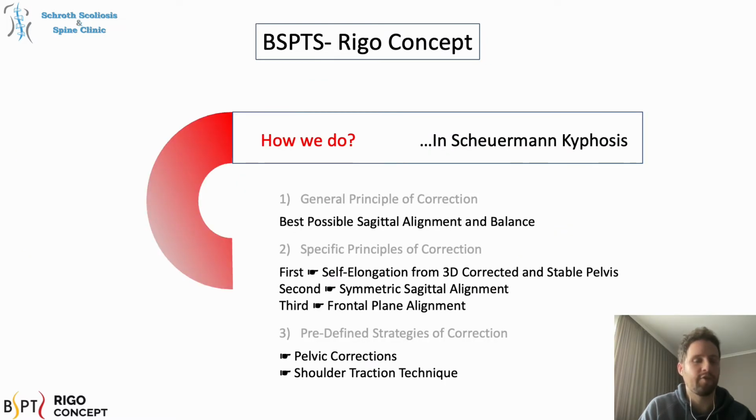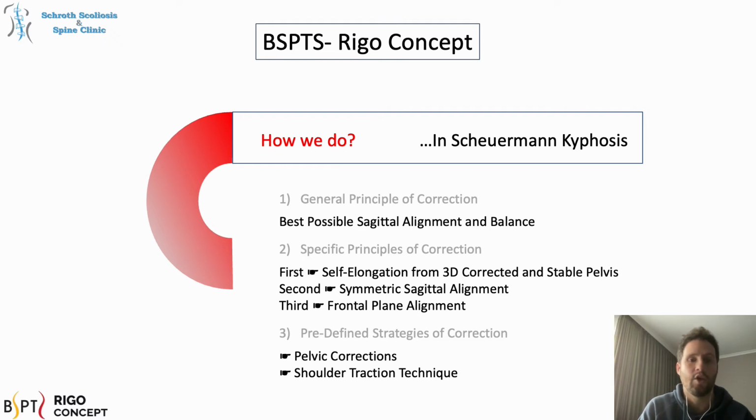The general principle of correction for our school is the best possible sagittal alignment and balance, because we speak about Scheuermann Kyphosis, which is a one-dimension deformity. And then we have the specific principles of correction. The first is self-elongation from a 3D corrected and stable pelvis.